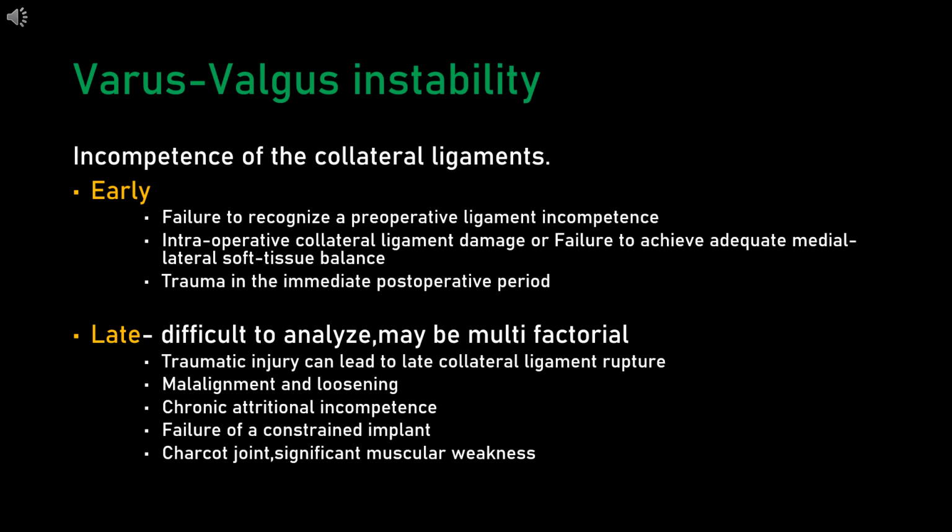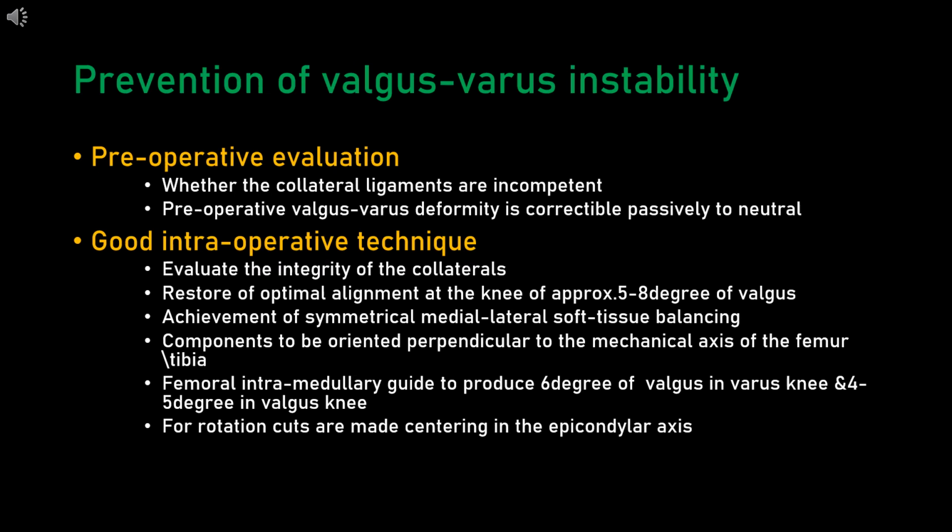Traumatic injury can lead to late collateral ligament rupture, malalignment and loosening, chronic attritional incompetence, failure of the constrained implant. Charcot joint and significant muscular weakness can cause late varus valgus instability. Prevention of valgus varus instability. Preoperative evaluation is very important.